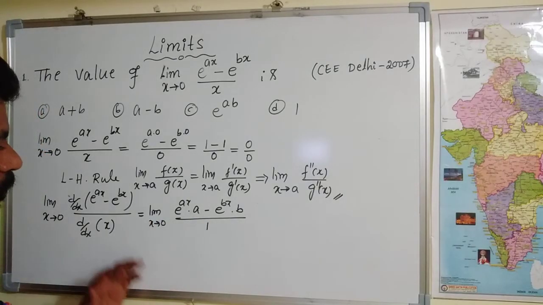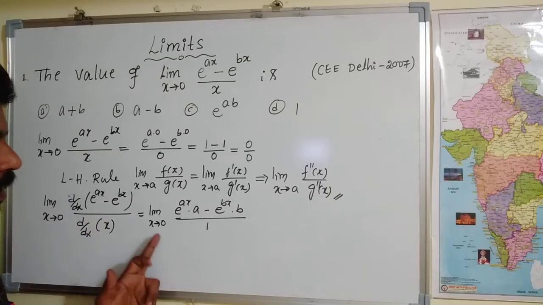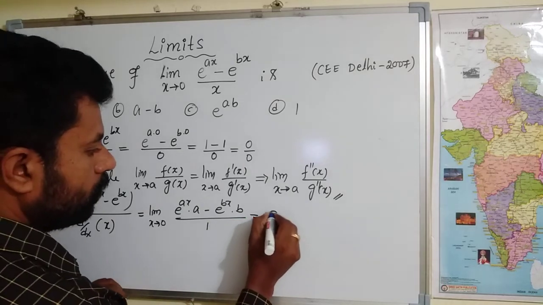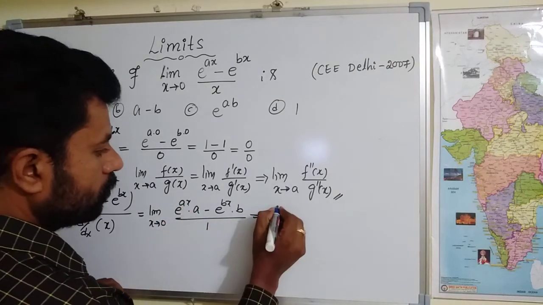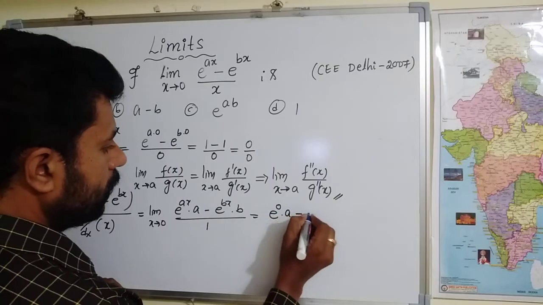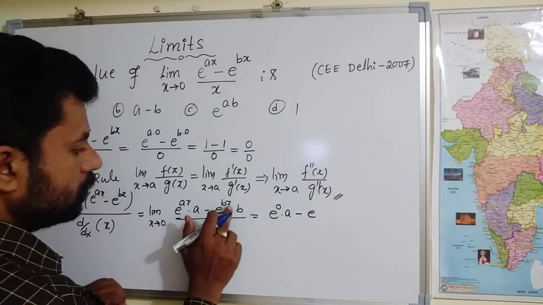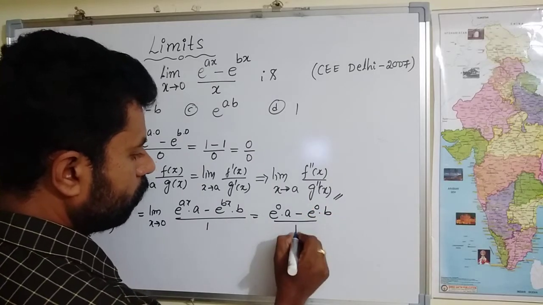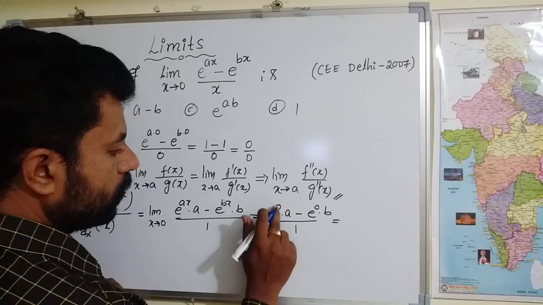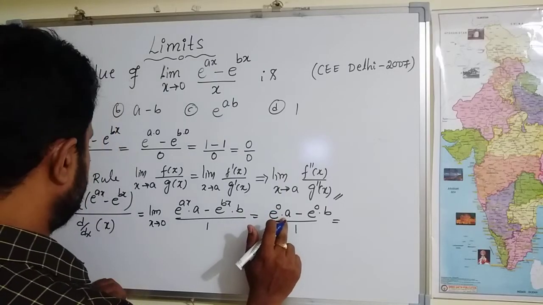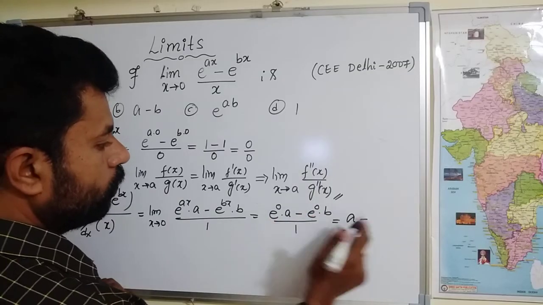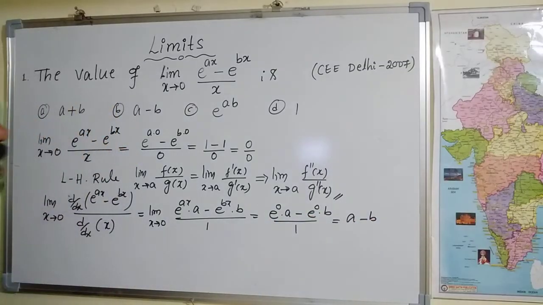See, now substitute 0 in the place of x. We get e to the power a into 0, 0 into a, minus e to the power b into 0, 0 into b, whole divided by 1, which is e to the power 0 is 1, 1 into a, minus e to the power 0 is 1, 1 into b is b, divided by 1, means a minus b.